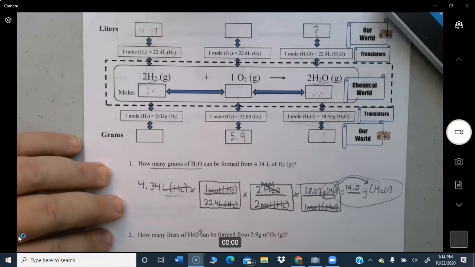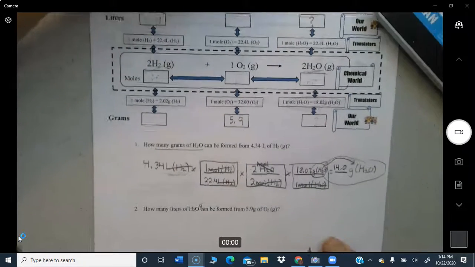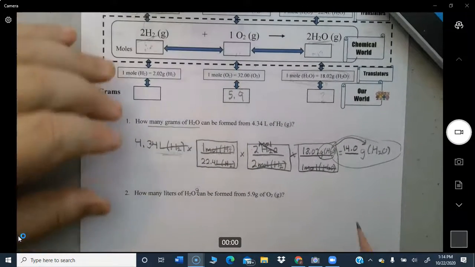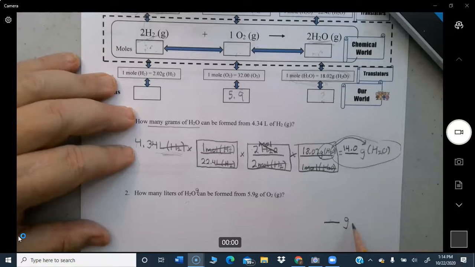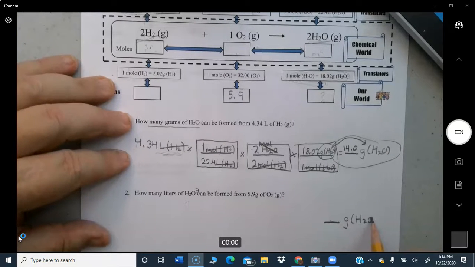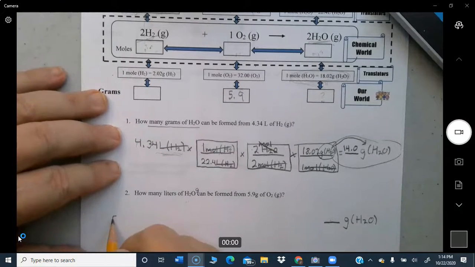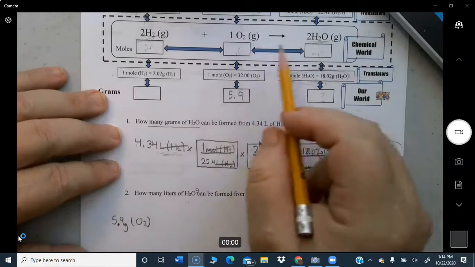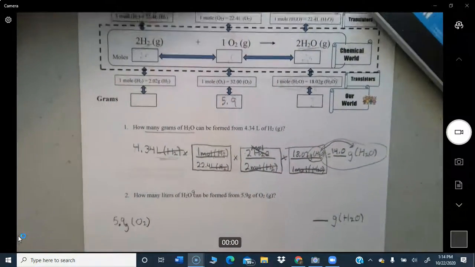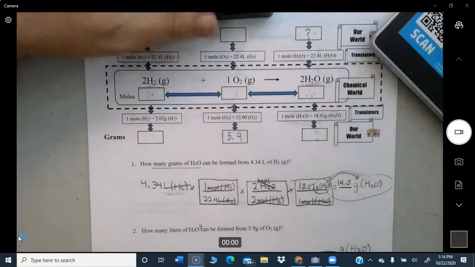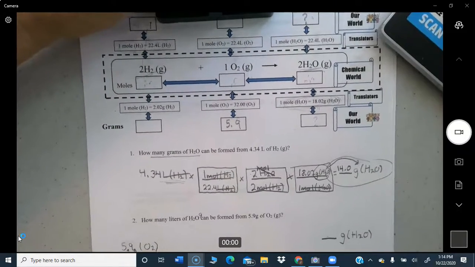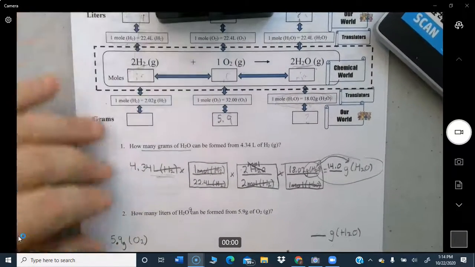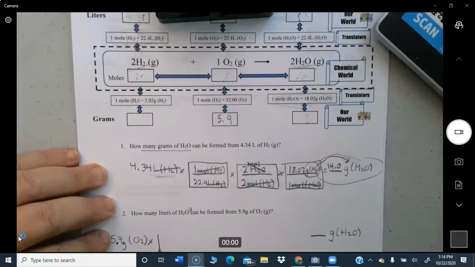Okay, so we want to know some number of H2O gas, and we're starting with 5.9 grams of O2. It's 1, 2, 3 conversions. Try to get everything on screen here. So just barely. Okay, it's 3 conversions.